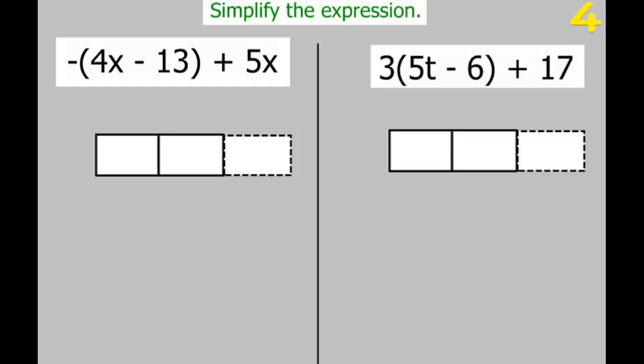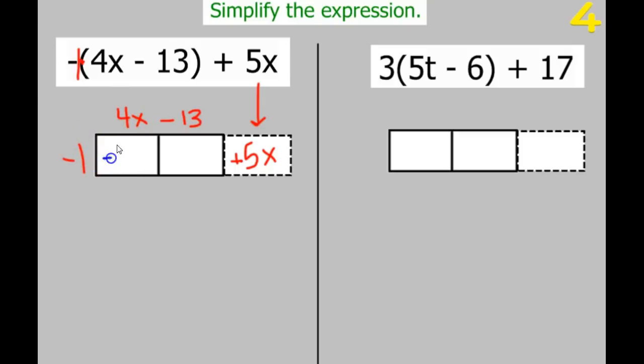Let's try a couple more. This one is almost the same, except our person in the hallway is at the back end here. So parentheses goes on top, 4x minus 13. And whatever's touching, this would really be a negative 1 touching, that's what we're going to multiply. And then the person standing in the hallway goes in, they don't get any candy, they're not multiplied. 5x.